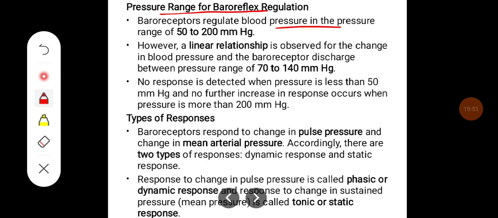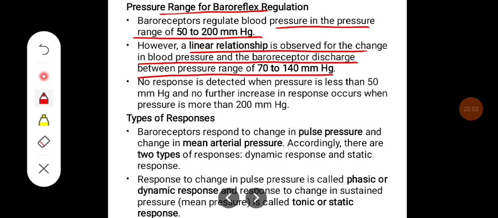Baroreceptors regulate the blood pressure in the pressure range of 50 to 200 mm Hg. However, a linear relationship is observed for the change in blood pressure and baroreceptor discharge between the pressure range of 70 to 140 mm Hg. No response is detected when blood pressure is less than 50 mm Hg, and no further increase in the response occurs when pressure is more than 200 mm of Hg.